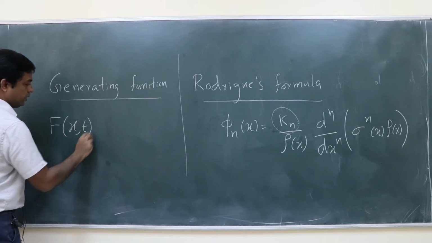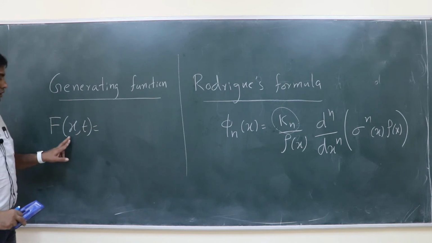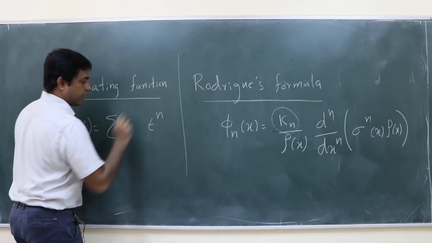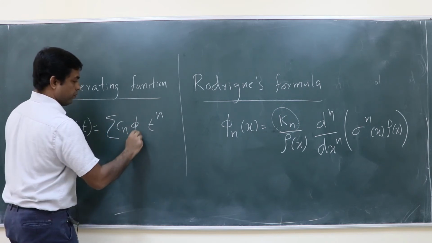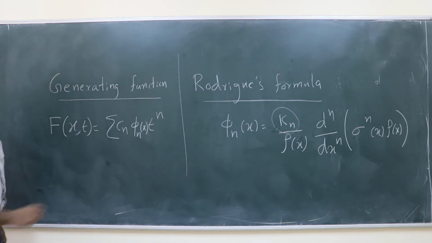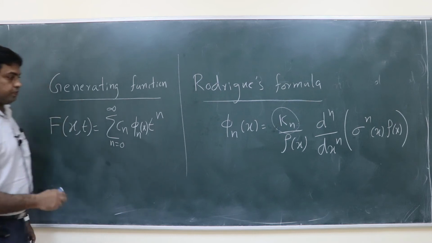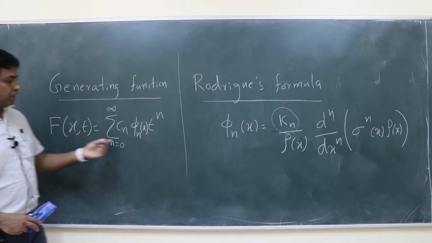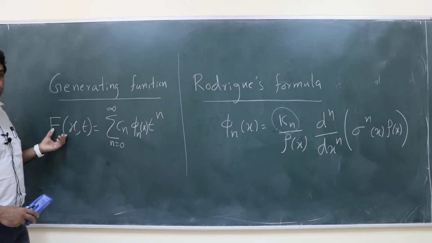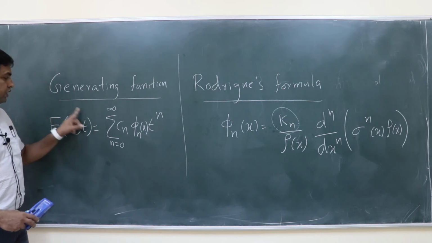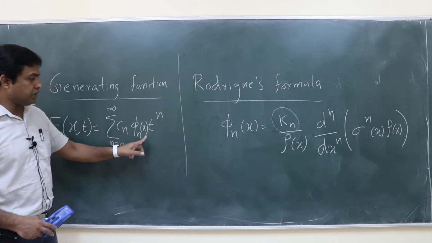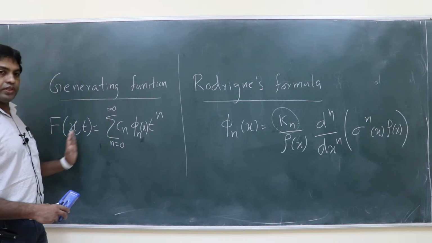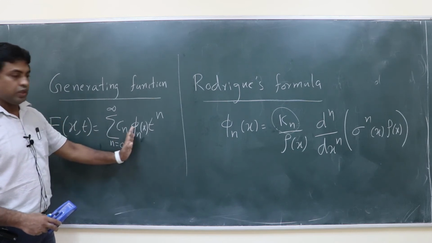F of x, t. So it's a function of two variables x and t, which is equal to a power series in t: sum of t to the power n, cn, phi n of x, n equal to 0 to infinity. So there is some generating function. From that generating function, I can actually calculate phi n of x. This is nothing but a Taylor expansion of this function around t equal to 0, right? So this series is nothing but the Taylor series of this function at t equal to 0.